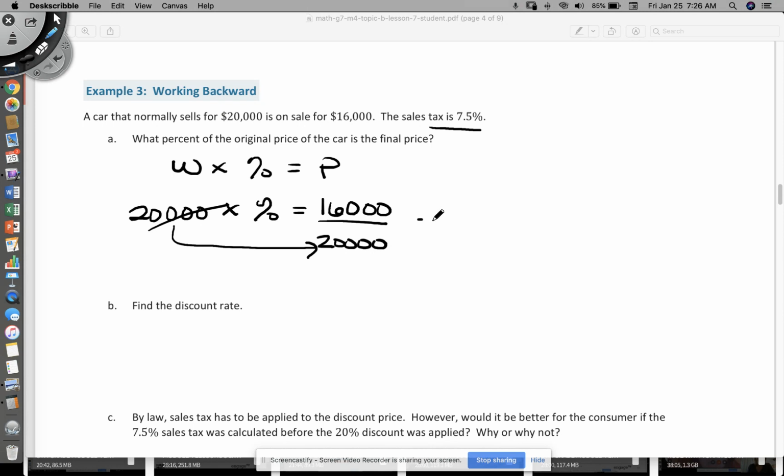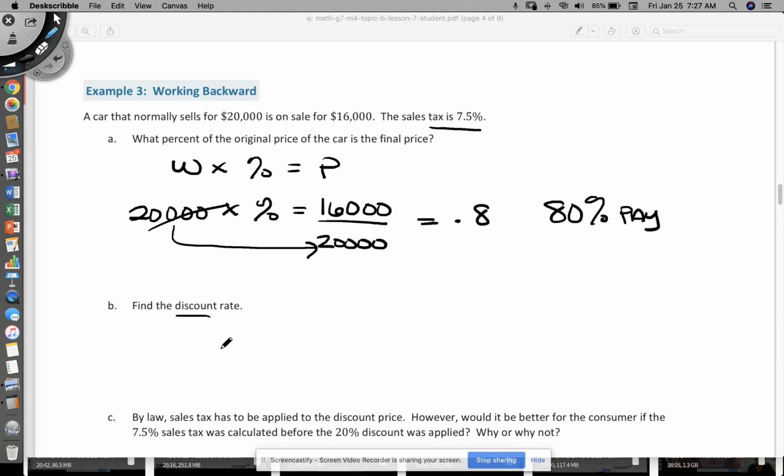And I divide it out, I get 0.8. Now 0.8 as a percent is 80%. Now that's 80% that we pay. All right? So that is asking us what percent of the original price is the car or the final price. So it was 80% that we pay.